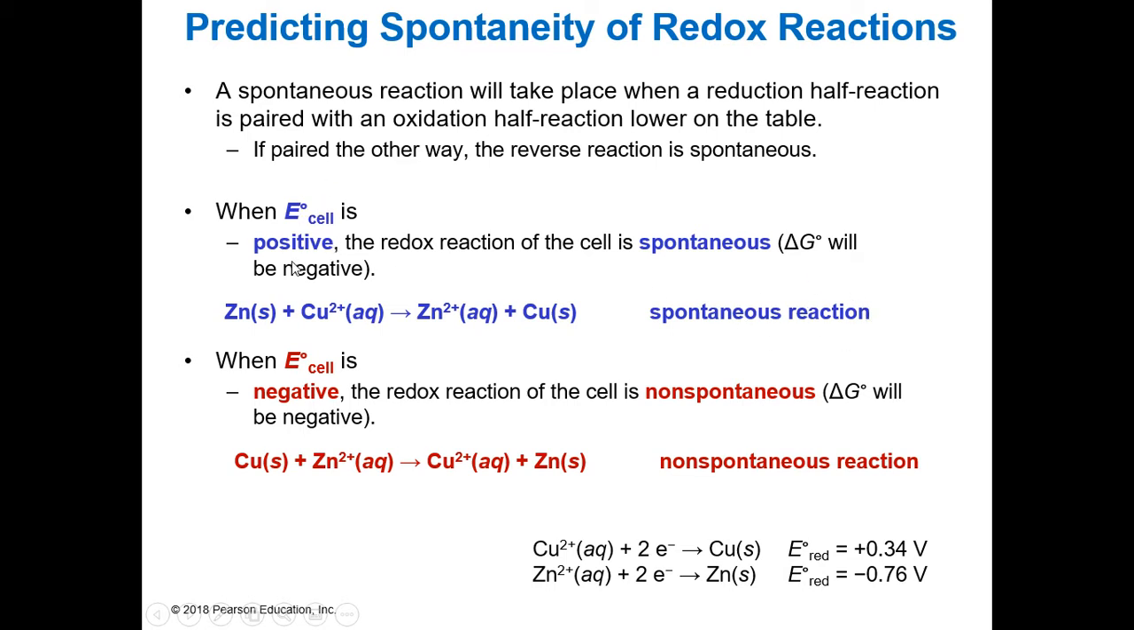The E naught of the cell would be positive, so it would be spontaneous. Thus, the delta G would be negative, right? Because it's the opposite. We know that negative is spontaneous. And that means if we pair it the other way, if now our copper, instead of being reduced, is being oxidized, that's not as favorable. That is not going to be a spontaneous reaction. And so our E naught of our cell would be negative and it would be non-spontaneous. Thus, our delta G would end up being, that should say, positive.